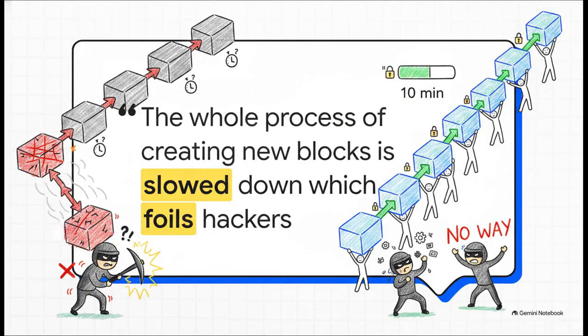As our source material points out, the whole process of creating new blocks is intentionally slowed down, specifically to foil hackers. Because of this proof of work, if a hacker actually wants to alter a block, they don't just have to recalculate a single hash. No, they have to recalculate the proof of work for that block, and then the next block, and the next block, taking about 10 minutes per block. And they have to do all of this while the rest of the honest network is constantly moving forward, adding new, valid blocks. So practically speaking, it makes maliciously rewriting the chain mathematically and physically almost impossible.